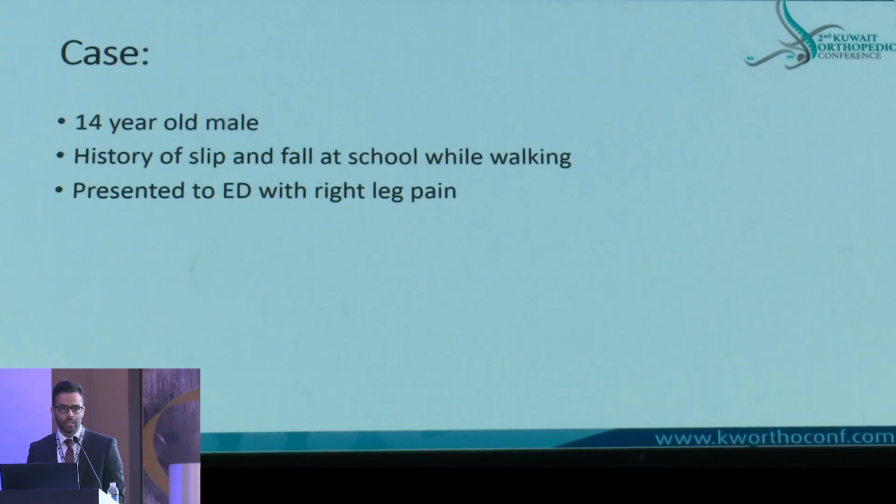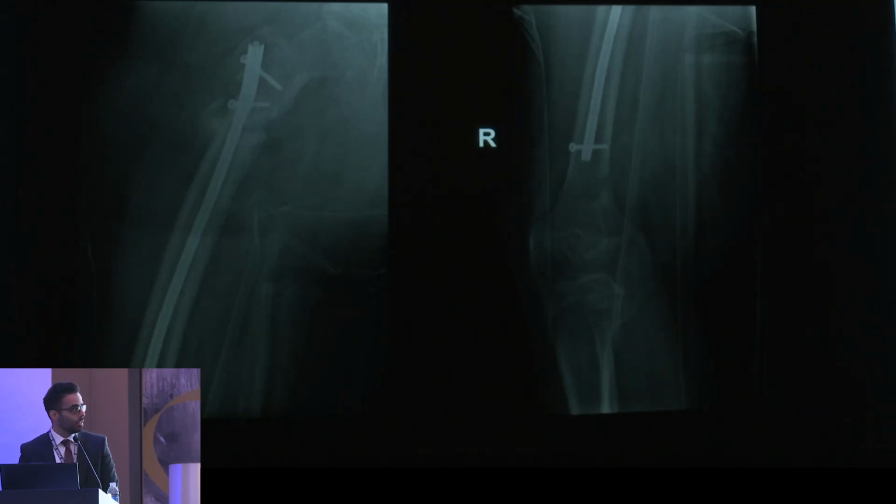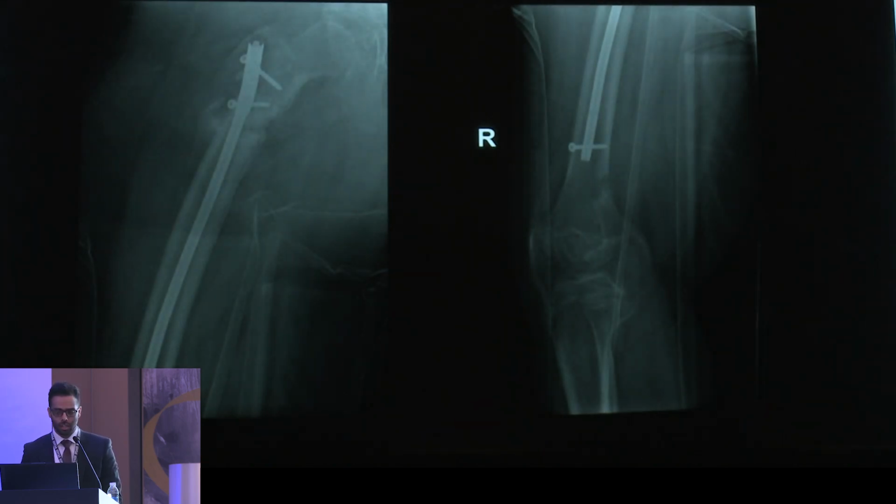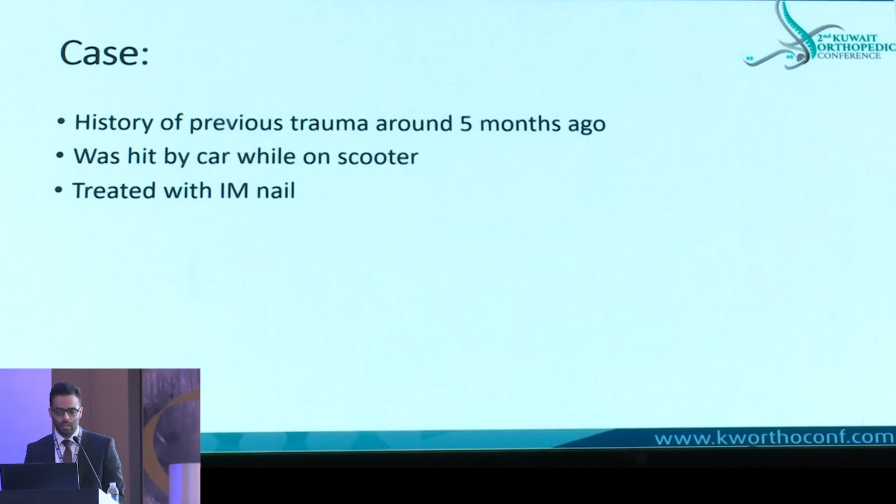So this case is a 14-year-old boy who had, unfortunately, a history of a slip and fall while walking at school. He came to our emergency department with this x-ray. On the screen, you can see he has a distal femur periprosthetic fracture just distal to his previously inserted nail. Upon history about this injury, he gave a history of trauma to his leg 5 months prior to this presentation.